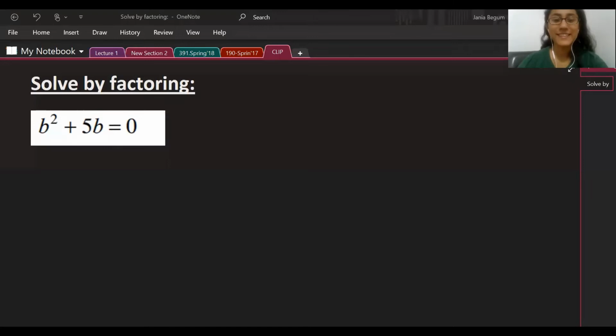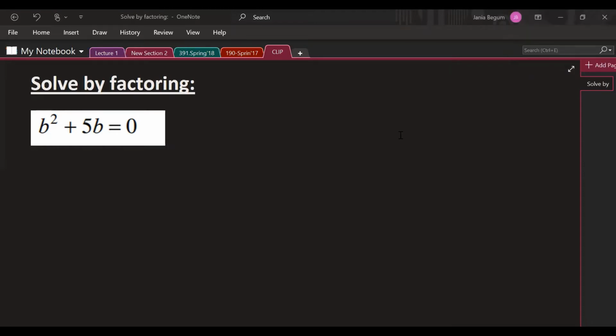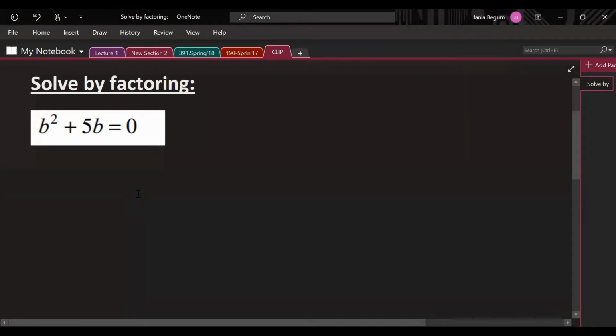Hi everyone. So in this video, I'm going to show you how to solve equations by using the method of factoring. So let's look at these few examples. So for this example I have, you want to use factoring to find solutions. So you should be thinking, well, we can use the method of GCF.